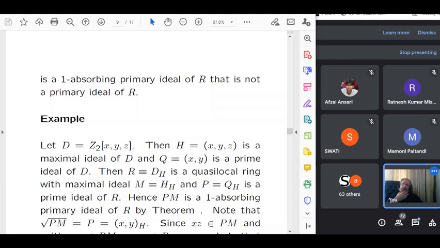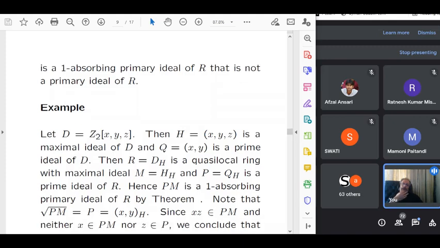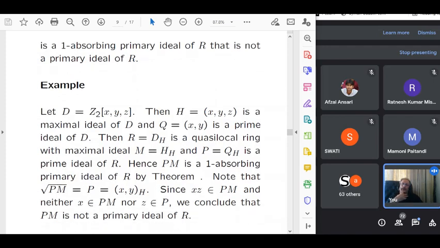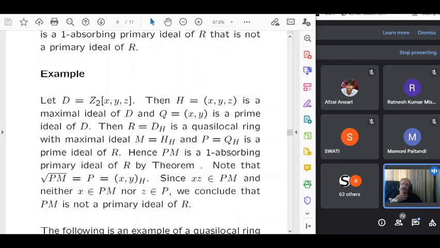Okay? And if you multiply M with P, so we have PM is one absorbing, and to show you it is not primary, here it is. I have xz in PM, but neither x is in the product nor z is in the radical, which is P. Okay?